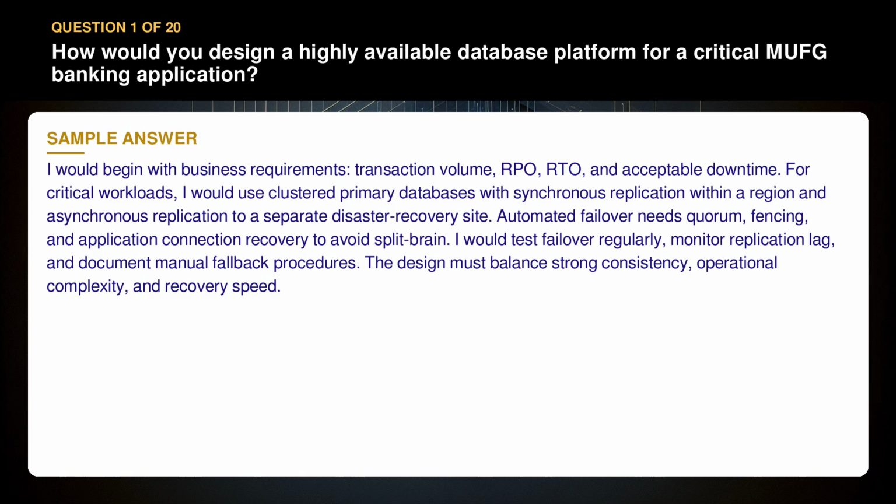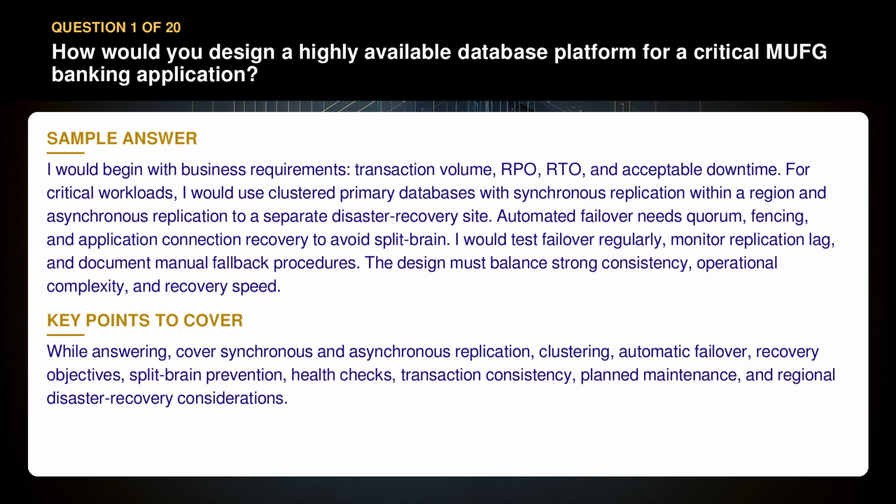I would test failover regularly, monitor replication lag, and document manual fallback procedures. The design must balance strong consistency, operational complexity, and recovery speed. While answering, cover synchronous and asynchronous replication, clustering, automatic failover, recovery objectives, split brain prevention, health checks, transaction consistency, planned maintenance, and regional disaster recovery considerations.